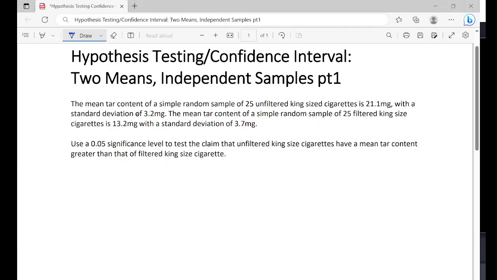The mean tar content of a simple random sample of 25 unfiltered king-size cigarettes is 21.1 milligrams, with a standard deviation of 3.2 milligrams. The mean tar content of a simple random sample of 25 filtered king-size cigarettes is 13.2 milligrams, with a standard deviation of 3.7 milligrams. Use a 0.05 significance level to test a claim that the unfiltered king-size cigarettes have a mean tar content greater than that of filtered king-size cigarettes.